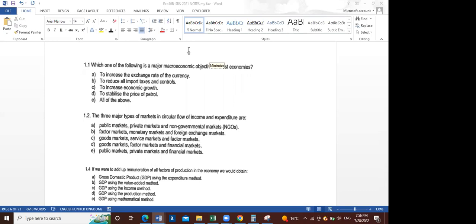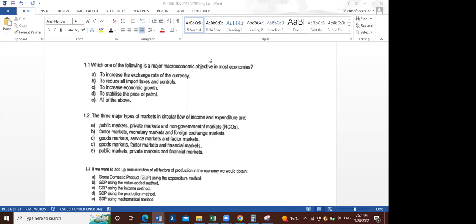Lillian had typed C. That is the most correct answer. So we talked about the macroeconomic objectives. We talked about economic growth, full employment, price stability, external stability, as well as equitable distribution. So C is the correct one. Well done. Then 1.2 states that the three major types of markets in a circular flow of income and expenditure are.